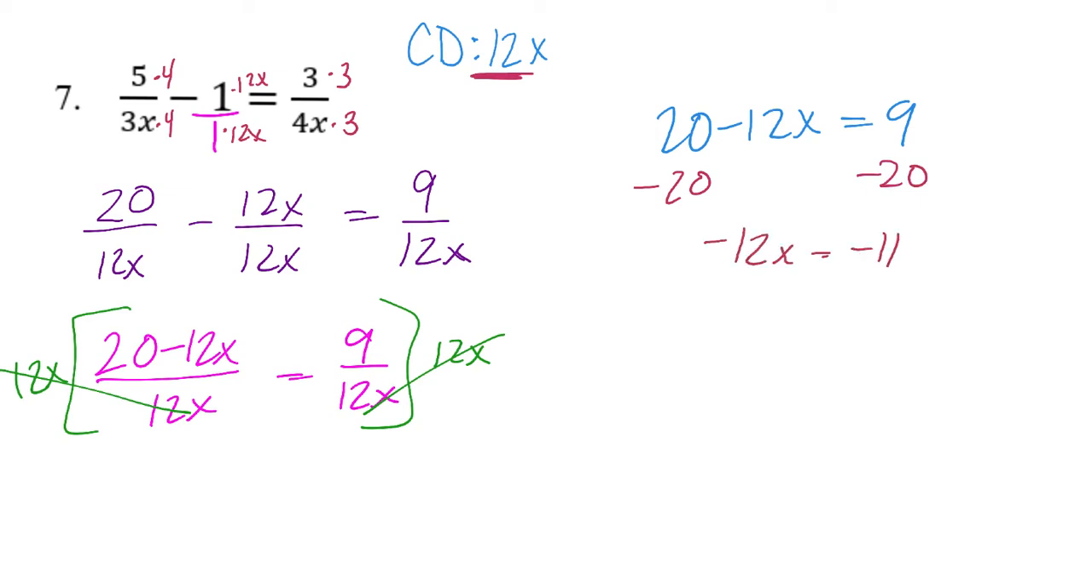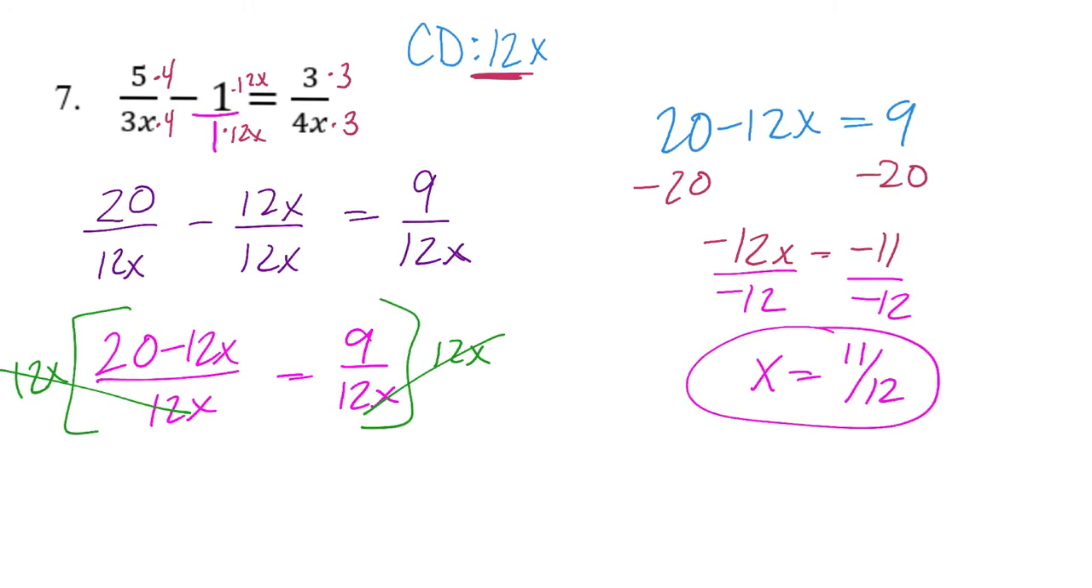And this one's not going to be a pretty answer, and that's okay. Sometimes that happens. So x equals 11 over 12. Sometimes the answers are not nice, pretty numbers, and that's okay. We leave them as fractions. Do not do them as decimals, because I think it just continues on forever.